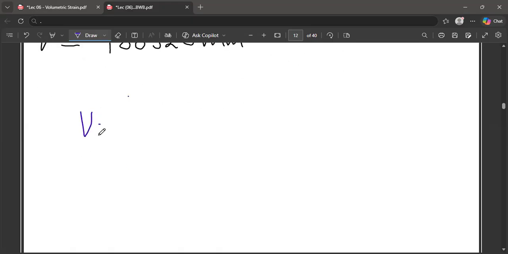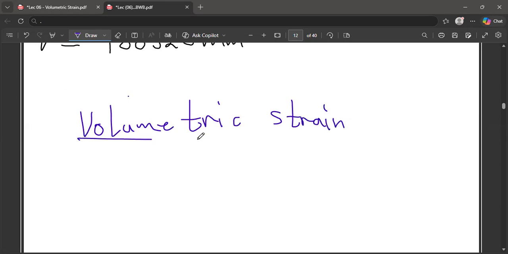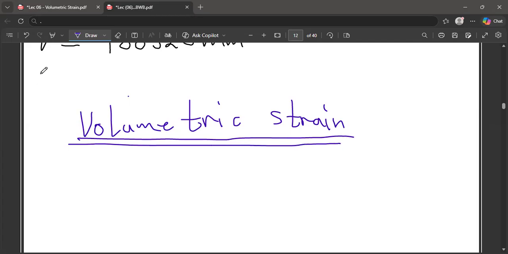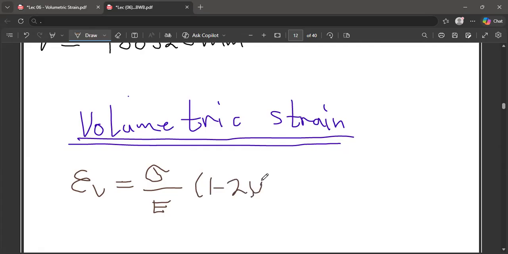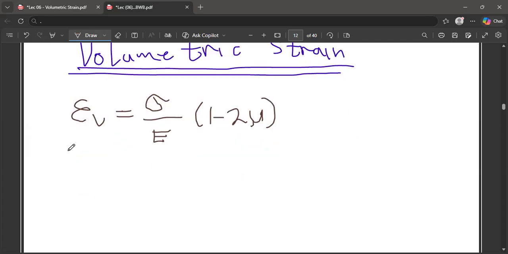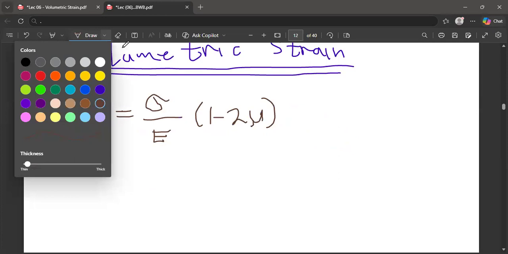So the formula we are adapting to calculate our volumetric strain in this case is this: the volumetric strain is equal to the stress over the elasticity, times 1 minus 2 mu. Good. This is the formula that we are going to use. From here, it's just a matter of substitution.